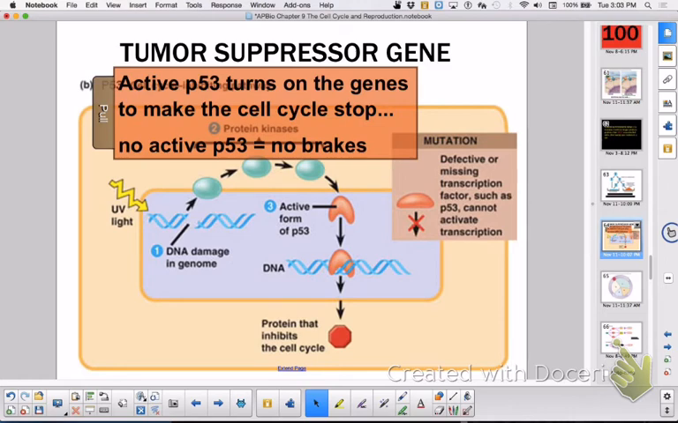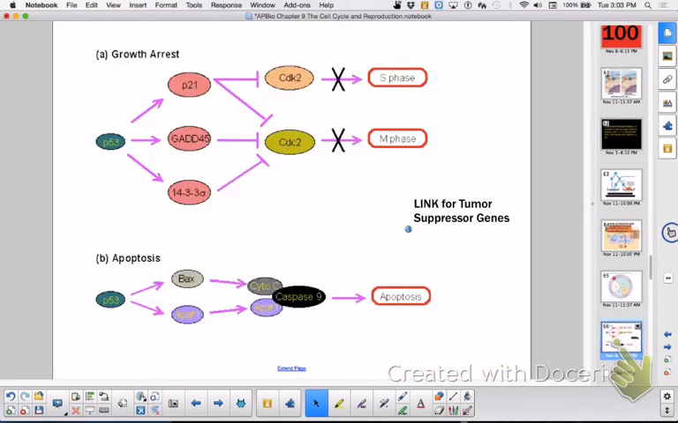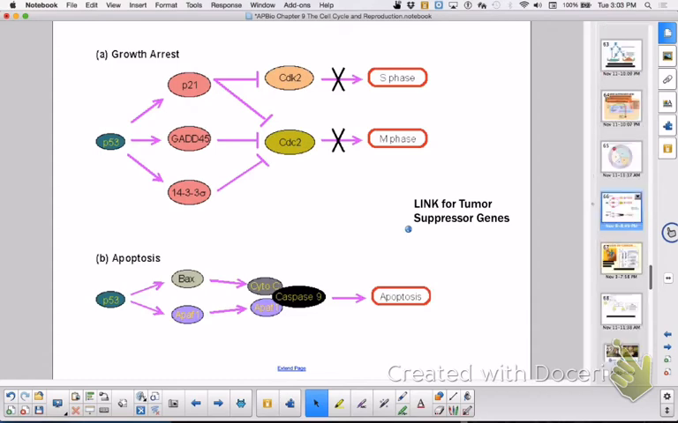But if it's not doing its job, then it's like an assassin that's shooting blanks. Because its job is to stop and analyze: did we replicate the DNA correctly? Did we do mitosis correctly? Can we move forward? And if we can't move forward, then we've got to not take you out and have apoptosis, and that is not occurring.